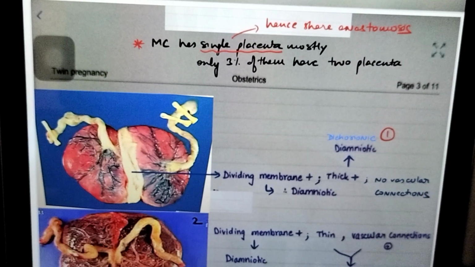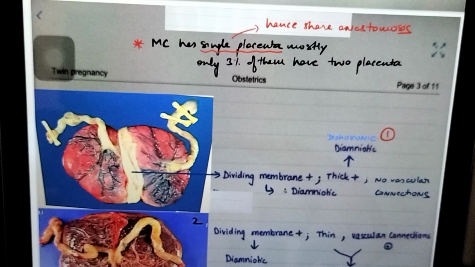Now, regarding the placenta, in the first image, there is a dividing membrane present and it is thick. This signifies dichorionic diamniotic type. The dividing membrane signifies diamniotic type and the thickness signifies dichorionic. There will be no vascular connections present.